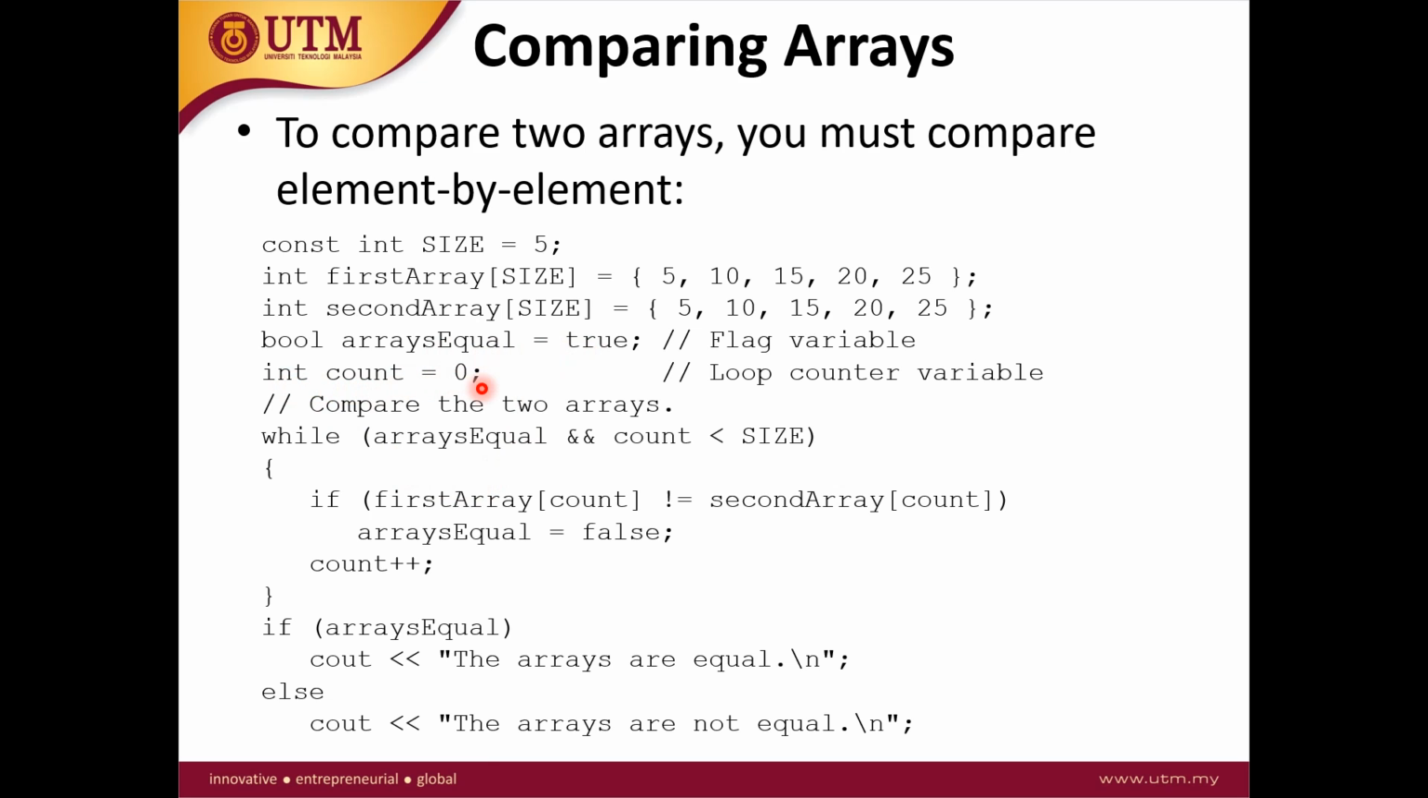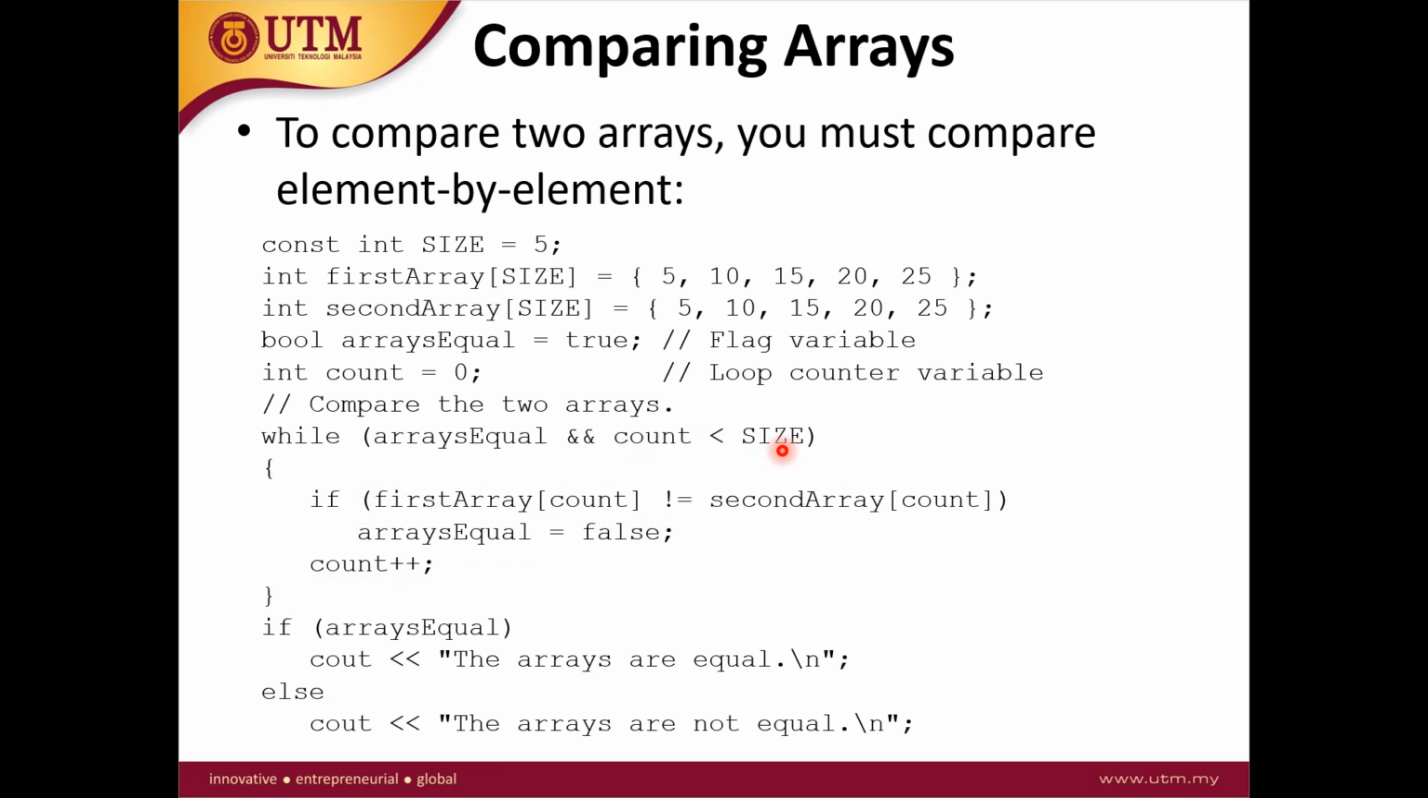The count is 0 in order to access the elements of the array. While arraysEqual, that means this one is true, and count is less than size, which we know we have used a for loop, and we can use a for loop here as well. If first array of count, that means first array of index 0, is not equal to the second array of index 0, what happens? arraysEqual is going to be false, but they are equal, so this one is not going to be executed. Count plus plus, count becomes 1.